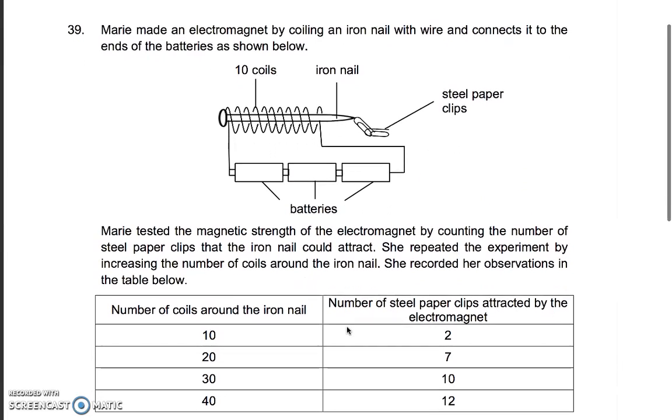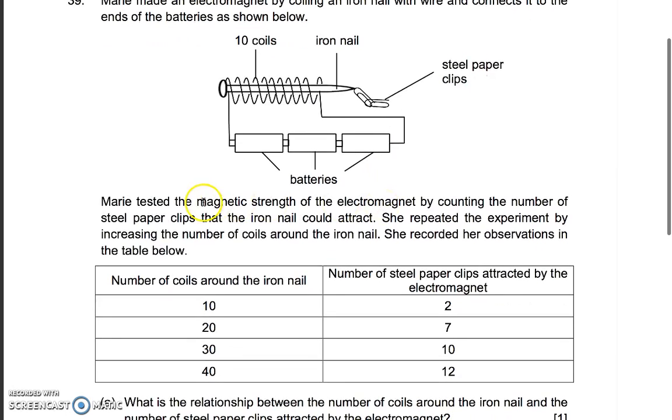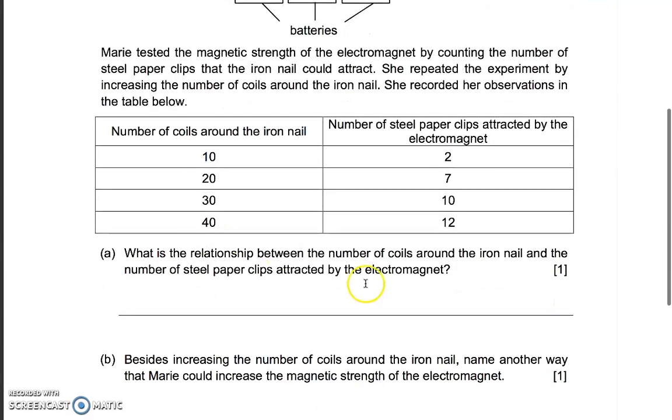Alright, question 39. Mary made an electromagnet by coiling an iron nail with wire and connected it to the ends of the battery as shown below. So Mary tested the magnetic strength of the electromagnet by counting the number of steel paper clips that the iron nail could attract. She repeated the experiment by increasing the number of coils around the magnet and recorded her observations in the table below. So she repeated the experiment a few times. After each time she increased the number of coils, she placed some paper clips by the side of the iron nail and saw how many paper clips are attracted to it. So this is the result.